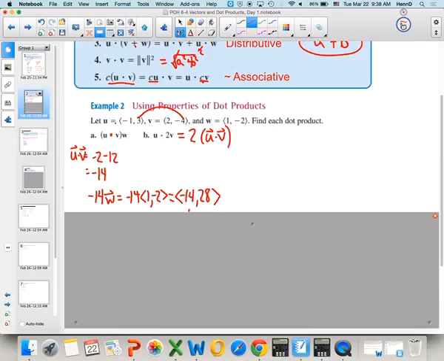It's just like this. A constant times a vector V. I'm going to pull it outside and do the dot product first. Well, I already know U dot V is -14. So 2 times -14 is -28. Okay? So you see how you can use these properties to kind of save you some work. We don't have to do the same thing again. Okay?